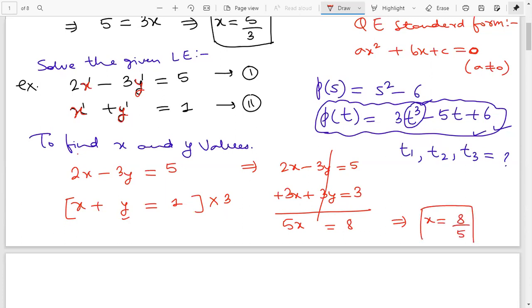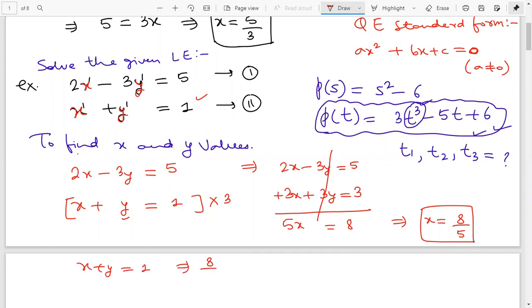8 by 5 is the x value, and once we get x we can put it in any one of the equations to get the y value. I prefer the plus sign, the simple equation. Anyhow, we get the same value of y from both equations, so we always prefer the equation which is much simpler. So I will take x plus y equal to 1.